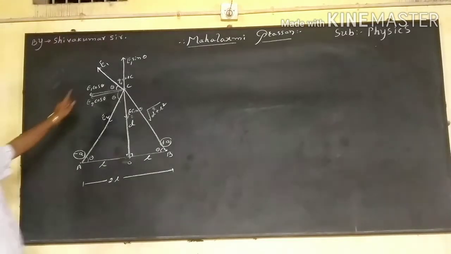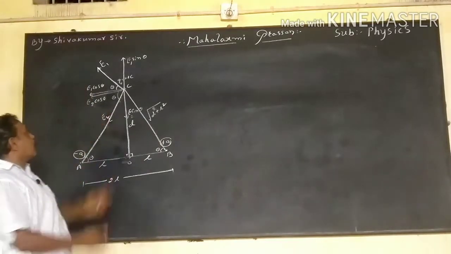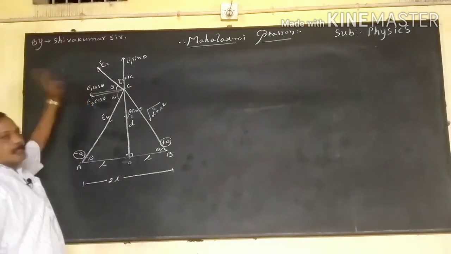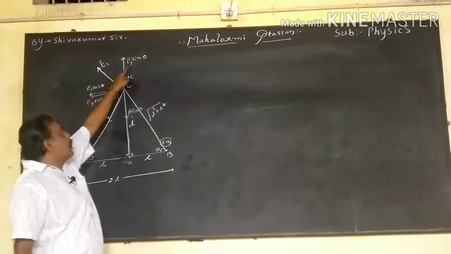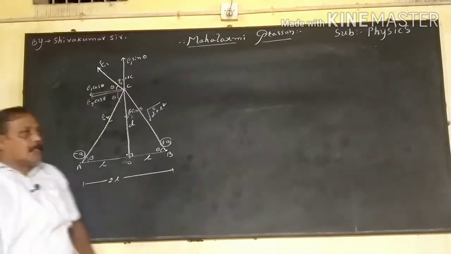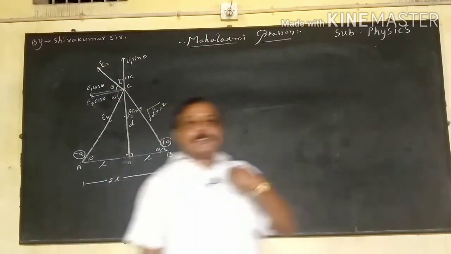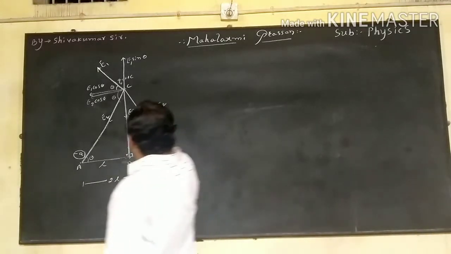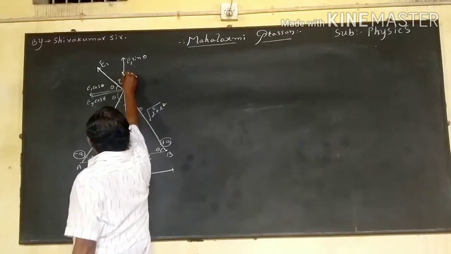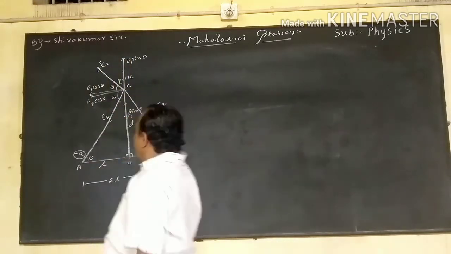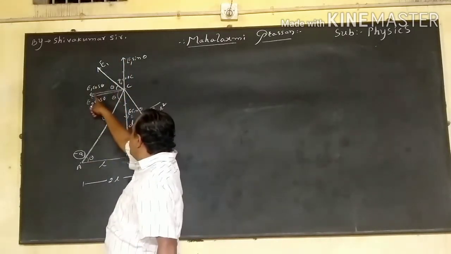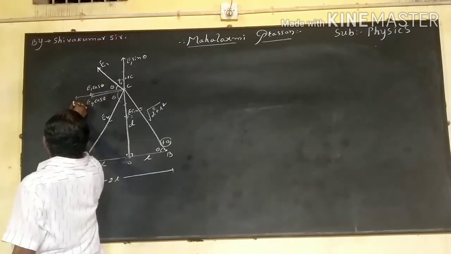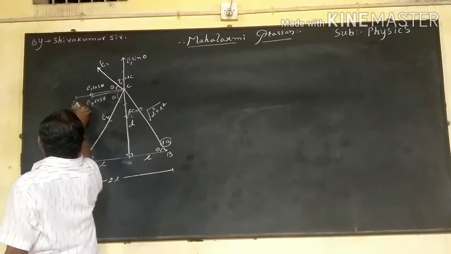After resolving E1 and E2, we got the components E1 cos theta and E2 cos theta. They are in the same direction. But E1 sin theta and E2 sin theta are equal in magnitude but opposite in direction. Hence they cancel out. When the two vectors are in the same direction, now this is the resultant, the resultant electric intensity.